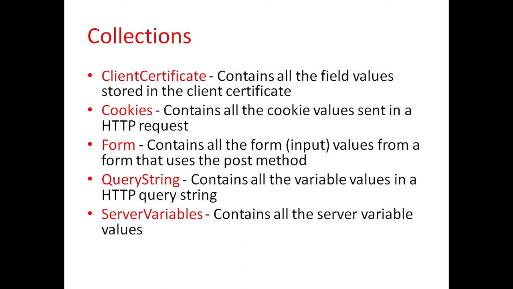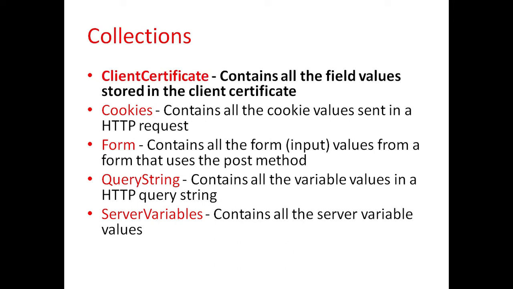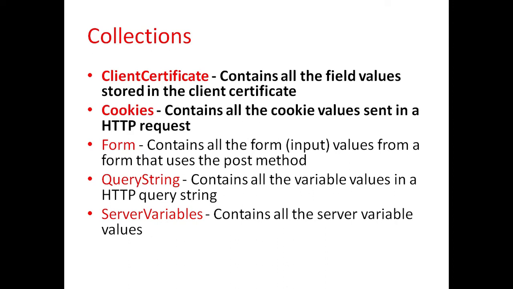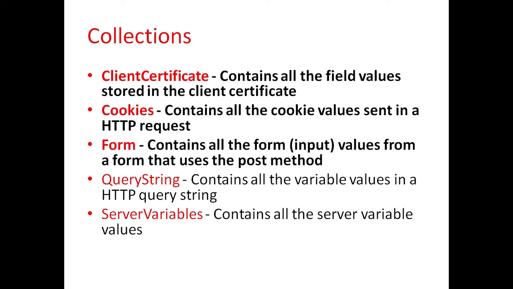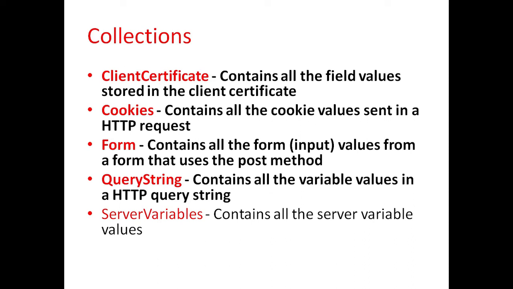Different collections for request objects are ClientCertificate, which contains all the field values stored in the client certificate. Cookies contains all the cookie values sent in an HTTP request. Form contains all the form input values from a form that uses the POST method. QueryString contains all the variable values in an HTTP query string. And ServerVariables contains all the server variable values.